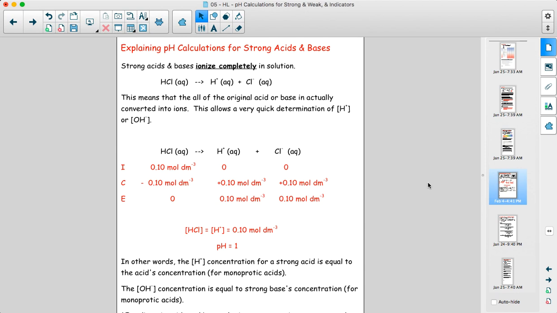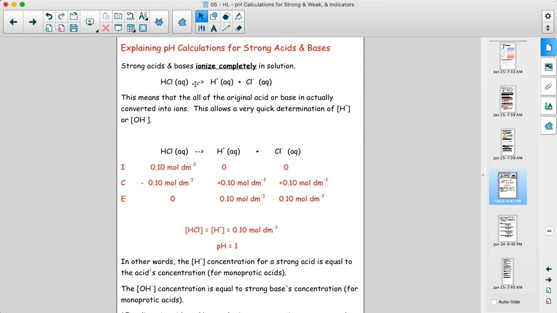Calculating the pH of a strong acid or a strong base is really easy. And this is the only type of pH calculation for the SL class. HL class should also be comfortable doing this quickly, especially for paper 1. The reason why it's easy is that we are going to always assume that strong acids and strong bases ionize completely or dissociate completely in solution.